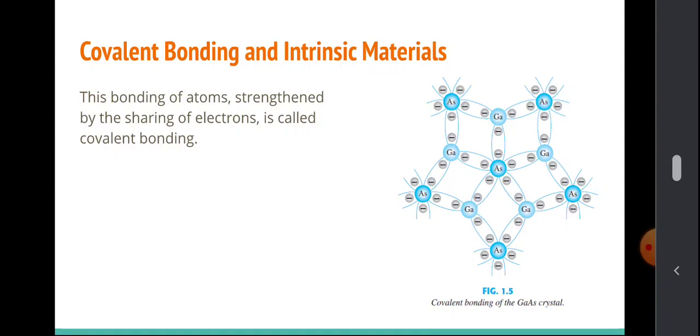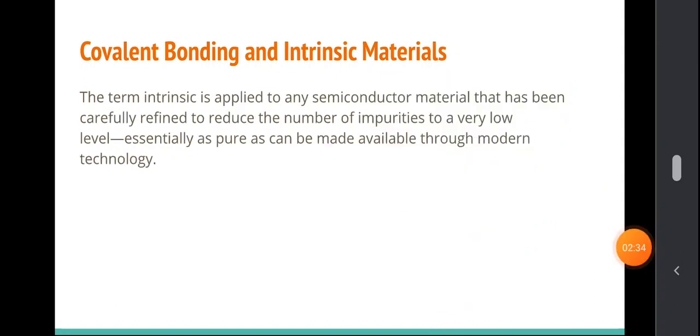And covalent bonding of the gallium arsenide looks like this in figure 1.5. This is also bonding of atoms strengthened by the sharing of electrons. So this is the covalent bonding of the gallium arsenide. Covalent bonding and intrinsic materials. The term intrinsic is applied to any semiconductor material that has been carefully refined to reduce the number of impurities to a very low level, essentially as pure as can be made available through modern technology. So that's what we call intrinsic.